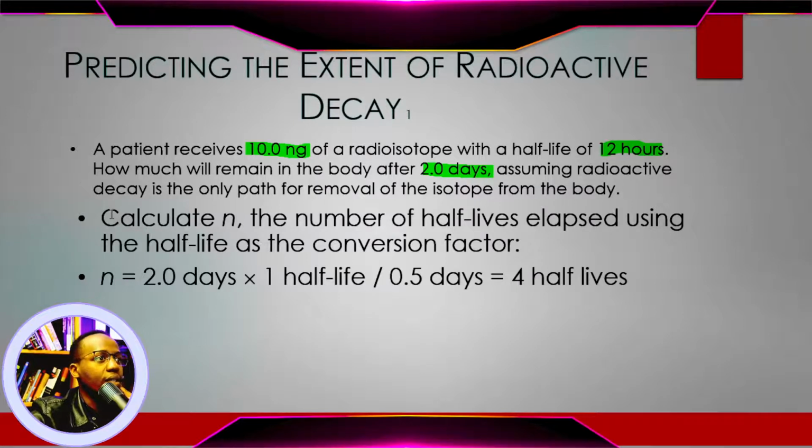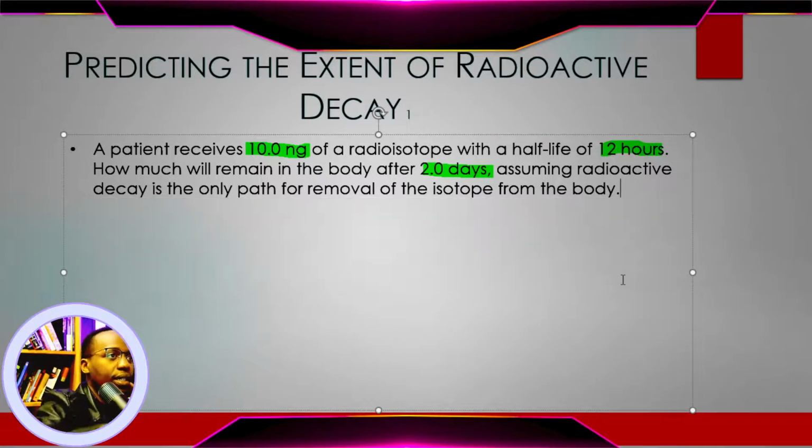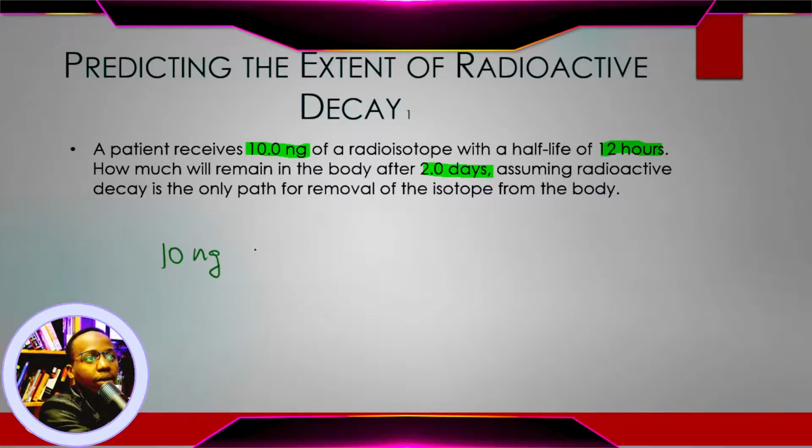All right, so let's just calculate it the way I just showed you how to calculate the other one, right? So you start with 10 nanograms, right? And then I'm asking you, how much will remain in the body? Well, look at this. You start with 10 nanograms, right? And then it has a half-life of 12 hours. So after 12 hours, we're going to have 5 nanograms, all right? After another 12 hours. So they're asking 2 days. So 2 days, 1 day is 24 hours. So 2 days is 48 hours.